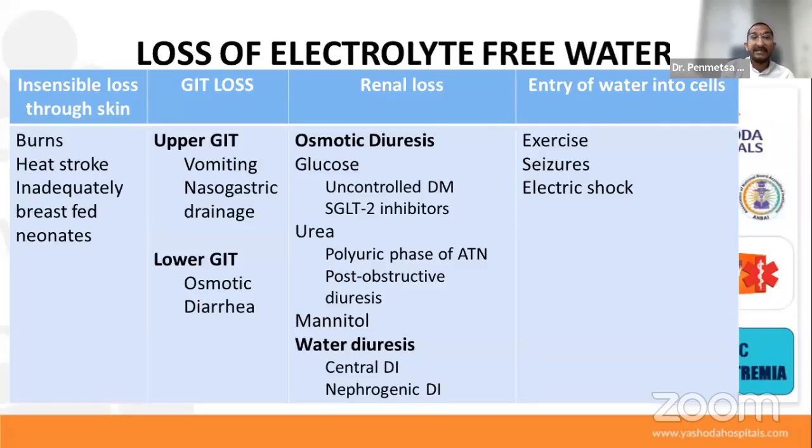Loss of electrolyte free water, predisposing factors. These are the groups which we have already discussed: those who don't have access to water, neonates, and ventilated patients. Causes of central diabetes insipidus: commonly in our setting, we see it in post-trauma and in neurosurgical patients. Certain infiltrative disorders such as neurosarcoidosis and Langerhans histiocytosis, and some people with hypoxic encephalopathy, these are commonly seen issues.